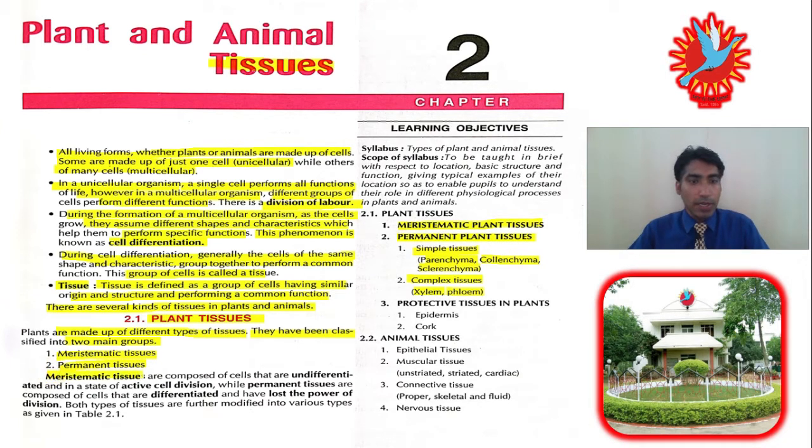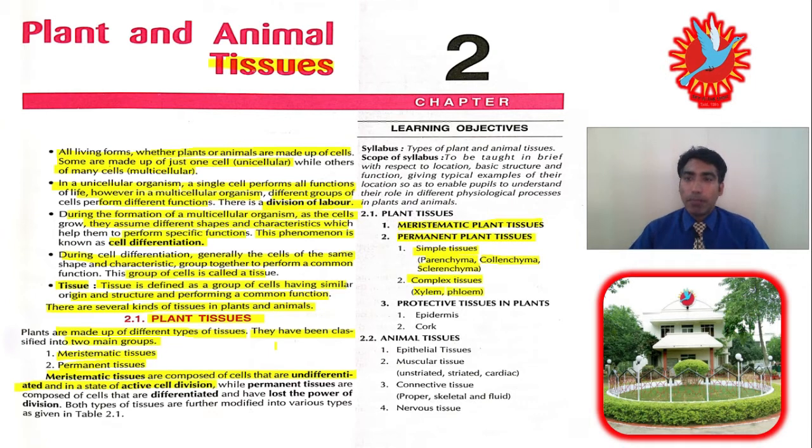Meristematic tissues are composed of cells that are undifferentiated and in a state of active cell division. What is the meaning of undifferentiated cell? It means all the cells are of the same type. They are not different from each other. Their structure, their shape, their function, all the things will be the same. So these kinds of cells are called undifferentiated cells. These cells remain present inside the meristematic plant tissue.